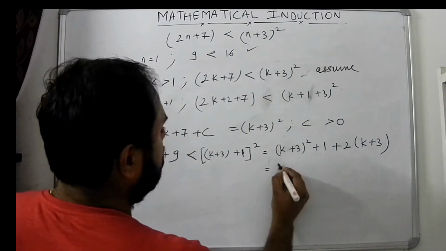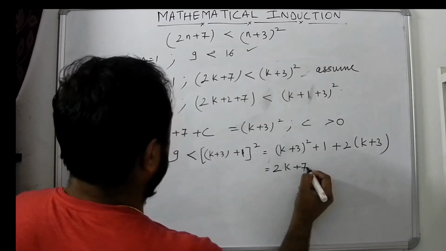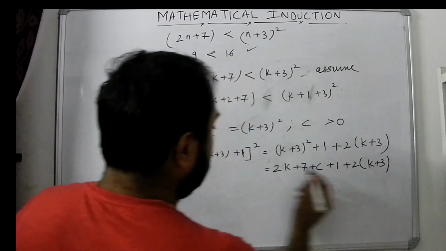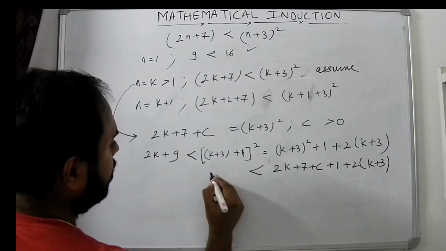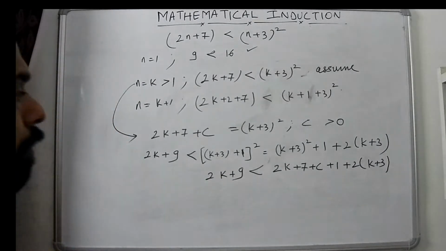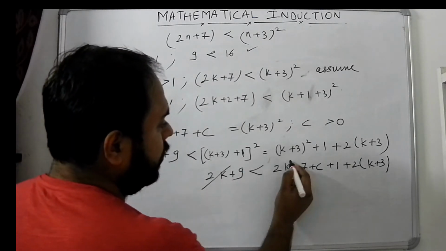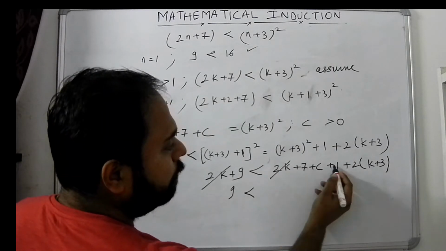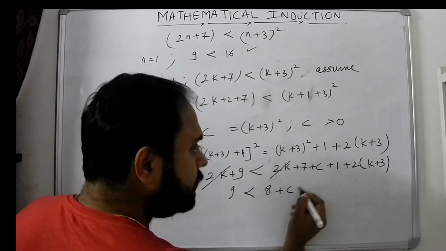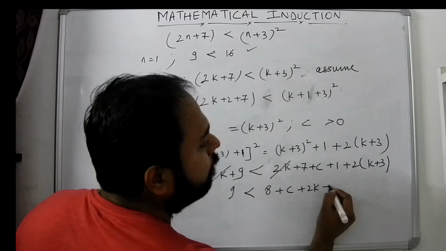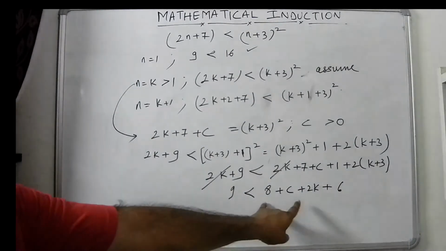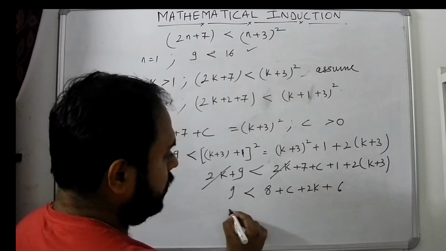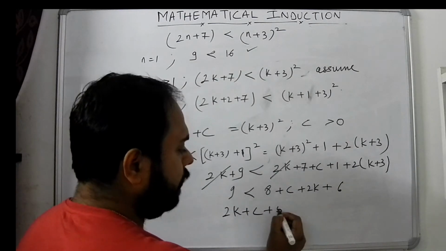Now I know that k plus 3 whole square is something like this. So I replace it as 2k plus 7 plus c plus 1 plus 2 times k plus 3, right? And this actually needs to be greater than 2k plus 9. This is something that I need to prove. Okay, so simply let's cut it down. So it becomes 9 is less than 7 plus 1, which is 8, plus c plus 2k plus 6, right? So this is 8 plus 6 is 14, minus 9. So I take 9 there. So this becomes 2k plus c plus 5 is greater than 0.